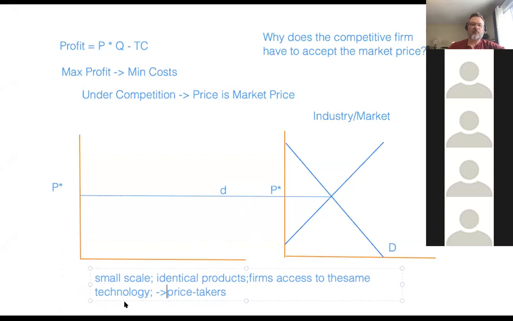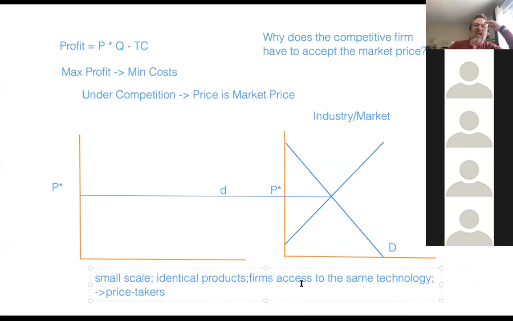They say, well, they tend to be small firms relative to the overall size of the market in a competitive industry. The products are identical, and the firms have access to the same types of production technology. Now you might ask yourself, what role is the same technology access playing in this whole conclusion? That's why I put an arrow here. If you have these conditions in the industry, then firms tend to be price takers. It tends to be a more competitive industry.